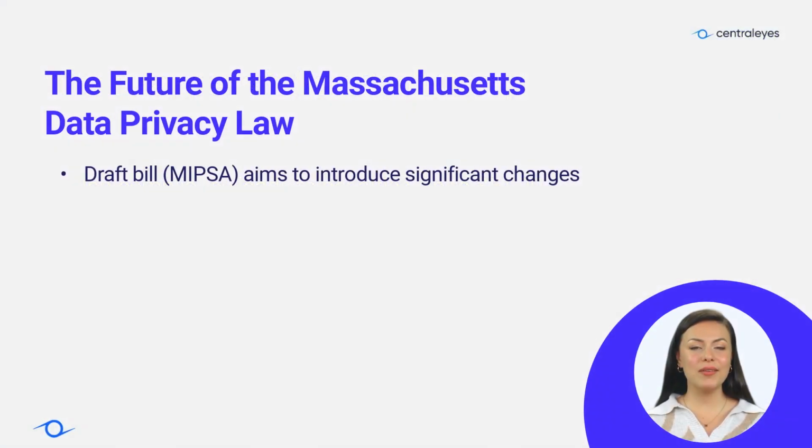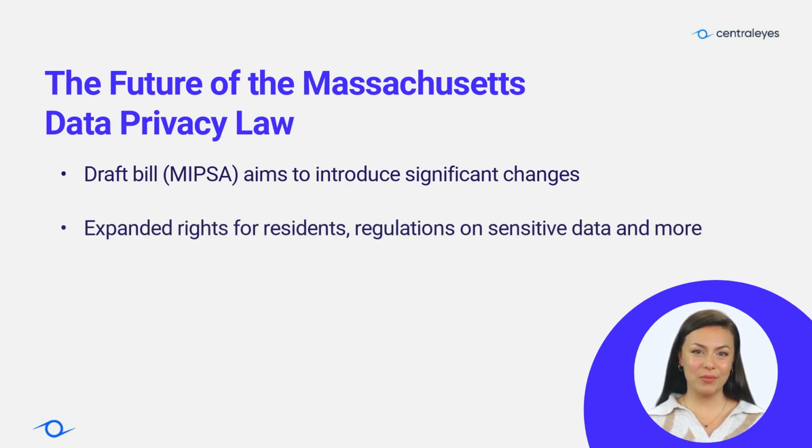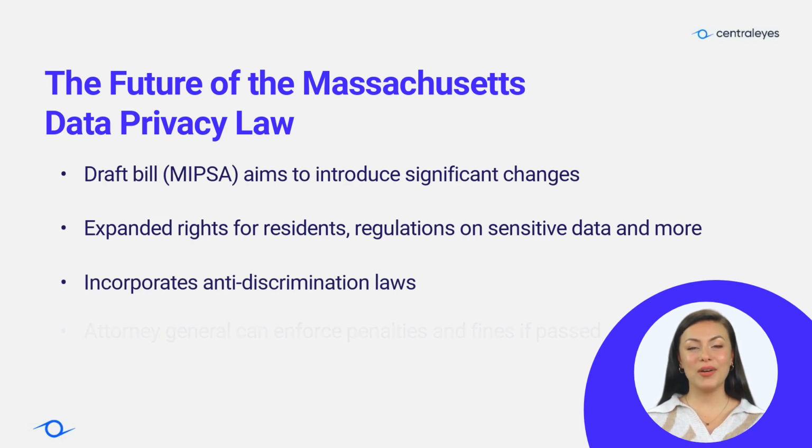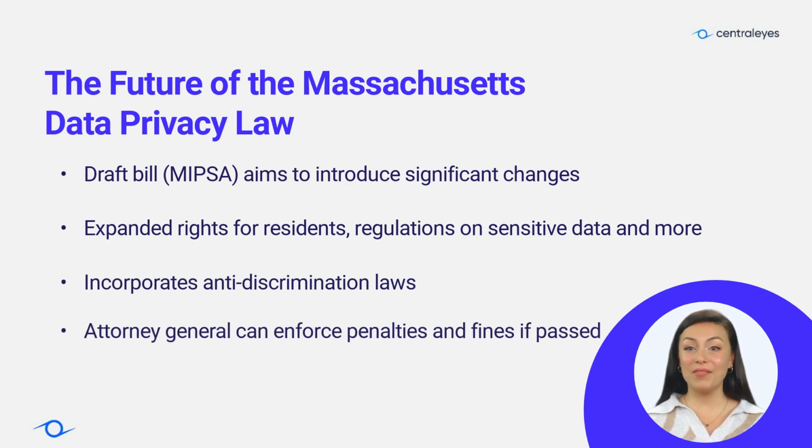A new draft bill, the Massachusetts Information Privacy and Security Act, was released on February 2, 2022, and is currently undergoing the approval process. If passed, the bill will introduce significant changes to Massachusetts data privacy laws. These changes include expanded rights for Massachusetts residents, regulations on biometric and sensitive data, protection for children, race, religion, and more, as well as the incorporation of anti-discrimination laws. The proposed MIPSA legislation would grant the Attorney General the authority to enforce penalties and fines.